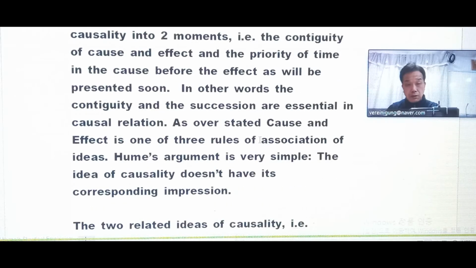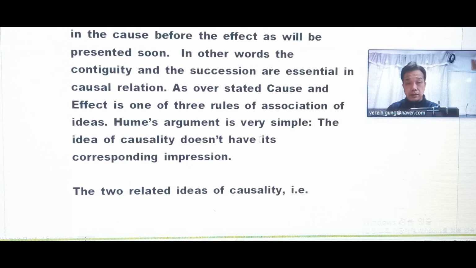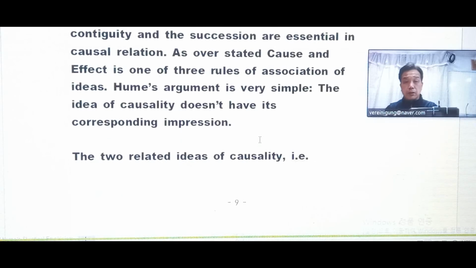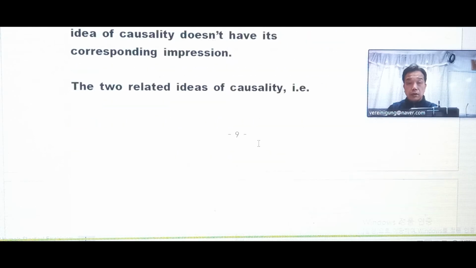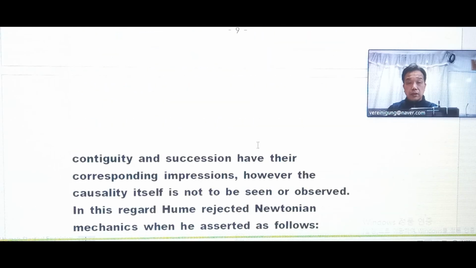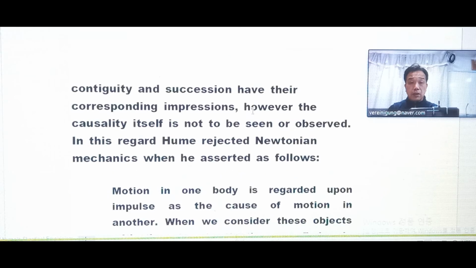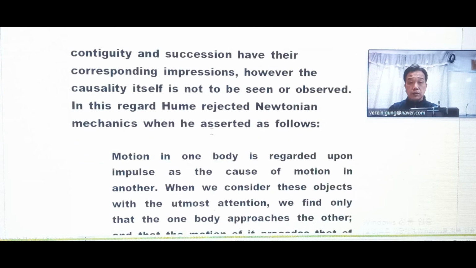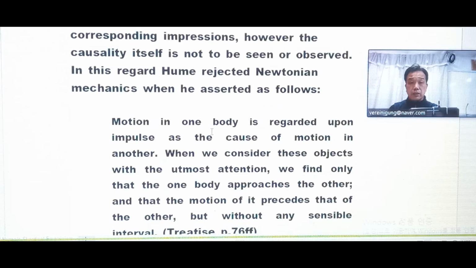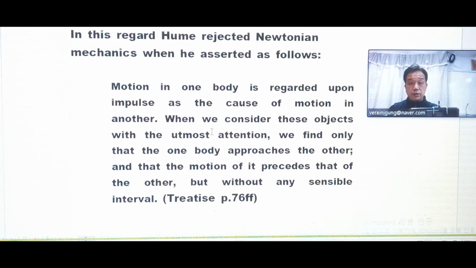As already stated, cause and effect is one of the three rules of the association of ideas. Hume's argument is very simple. The idea of causality doesn't have its corresponding impression. The two related ideas of causality, that is, contiguity and succession, have their corresponding impressions. However, causality itself is not to be seen or observed. In this regard, Hume rejected Newtonian mechanics when he asserts as follows.